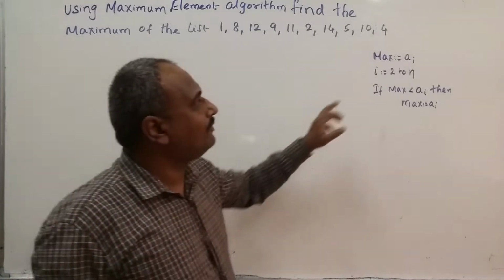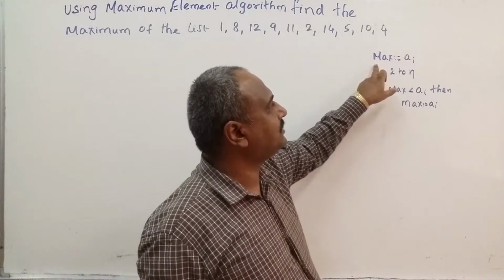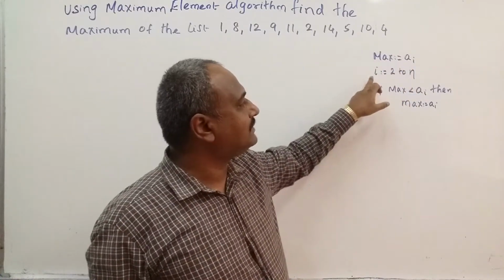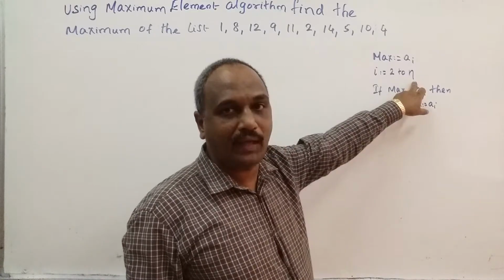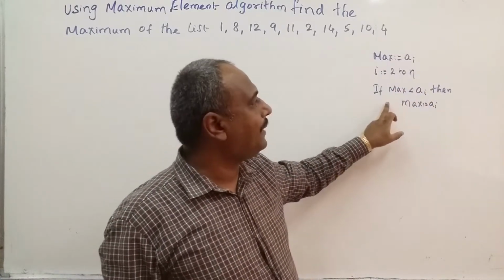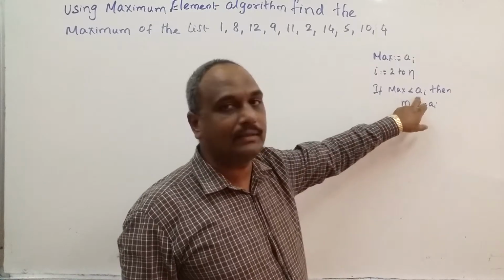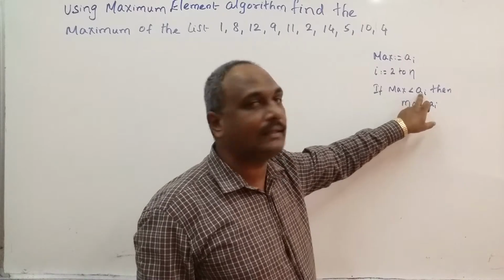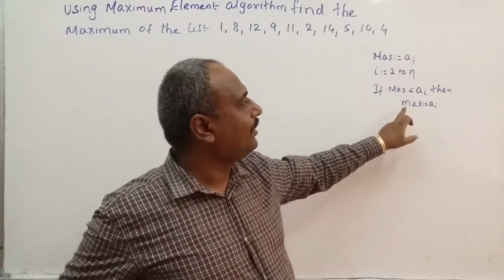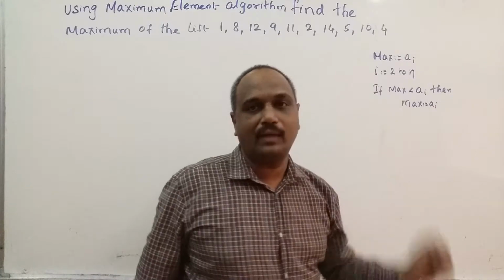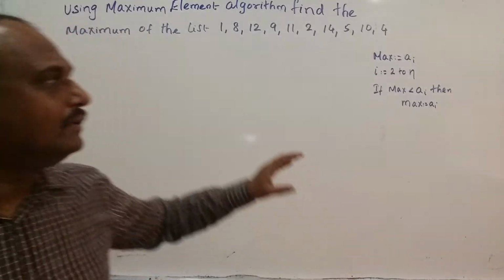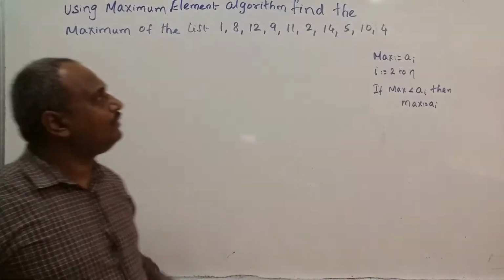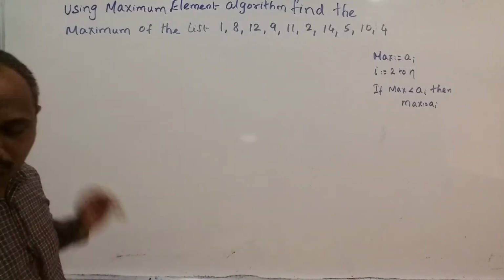In the maximum algorithm, we said first we assume the first value as the maximum, and then we start from the second value to the nth value, the last value, and compare the maximum value with the corresponding number. If maximum is smaller than the particular value, then we make that value the maximum. This is what we suggested in the algorithm. Using this idea, we are going to find the solution.